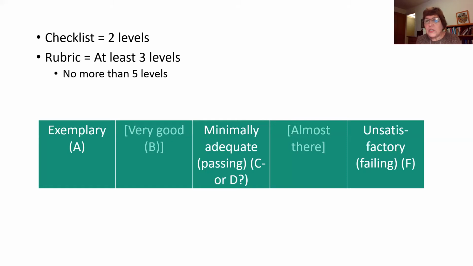Then especially faculty at community colleges and other open admission colleges that are teaching beginning students have told me that there's also kind of a big gap between failing work and minimally adequate. The students need to know that even though they're not yet at passing work, they're almost there. So they like to have that extra column there. But 4 or 5 columns should be plenty for most people.